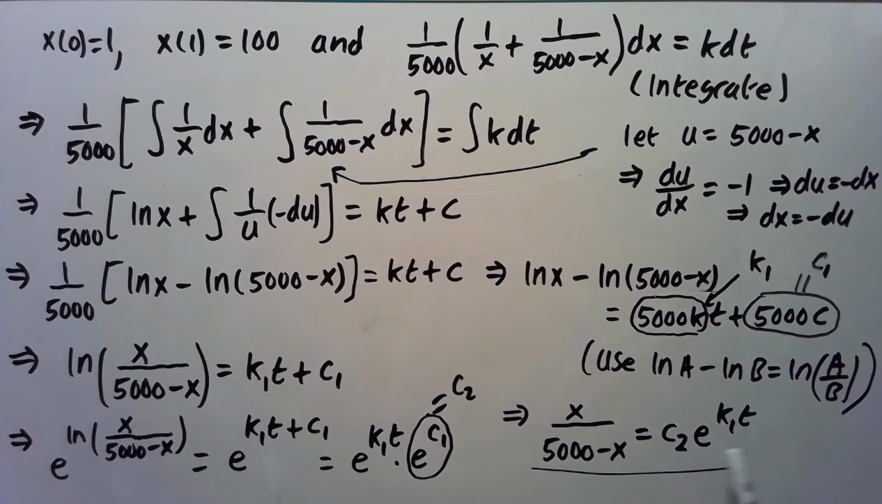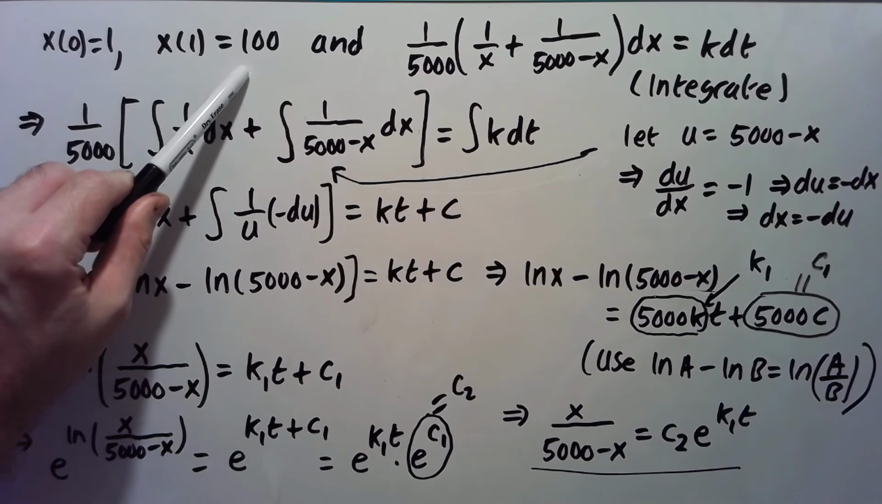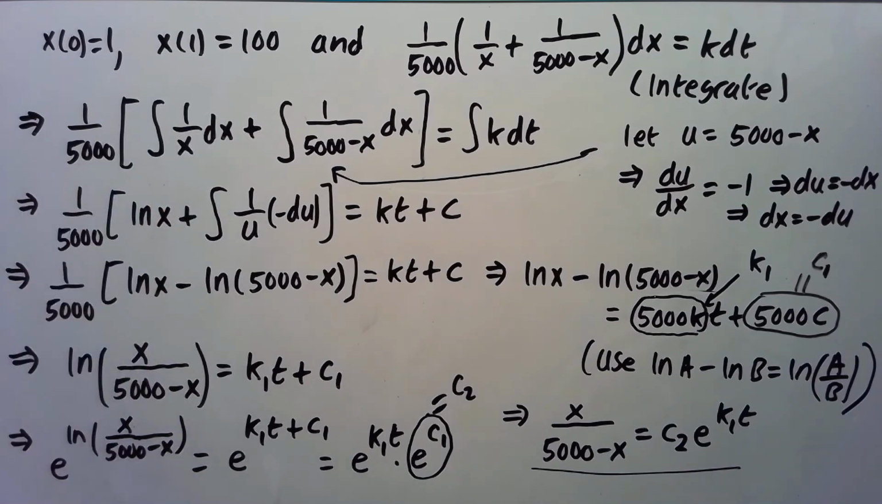Now we want to find c2 and k1. We'll be able to find those using our initial conditions. So at time 0, x of 0 is 1, and x of 1 is 100 here. So let's use those to find c2 and k1. I'm out of space here, so let me erase a few things and we'll keep going.